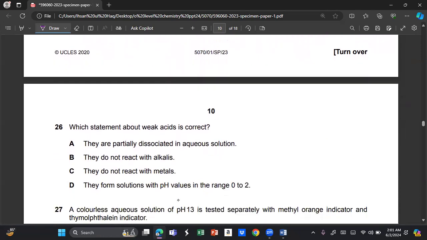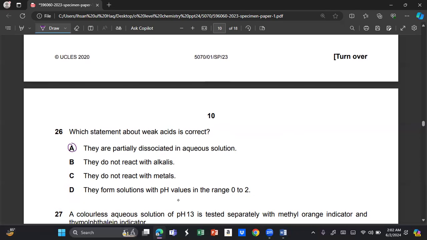The question number 26. Which statement about weak acids is correct? They are partially dissociated in aqueous solution. This is a very easy question. You already know the difference between strong and weak acids. So option A is correct, but let's check options B, C, and D. They do not react with metals. No, incorrect. They form solutions with pH values in the range of 0 to 2. No, this is for strong acids. The option A is 100% correct.